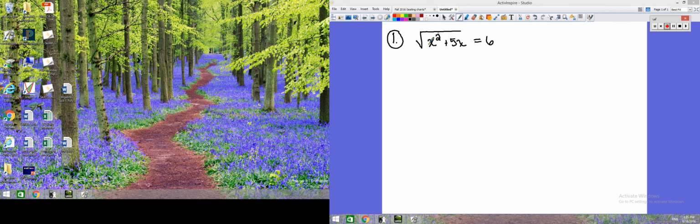So here I have a square root symbol. If we square both sides, that radical symbol will go away. So I'm going to come in and square the left-hand side, and to balance the equation, square the right-hand side. So the beginning of these problems are just like the ones from day one on the radical equations. So I've got x squared plus 5x is equal to 36.